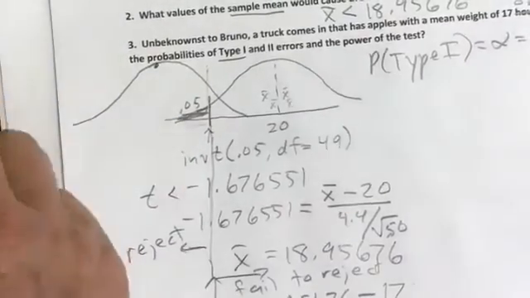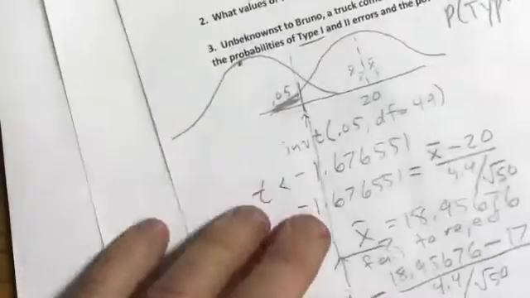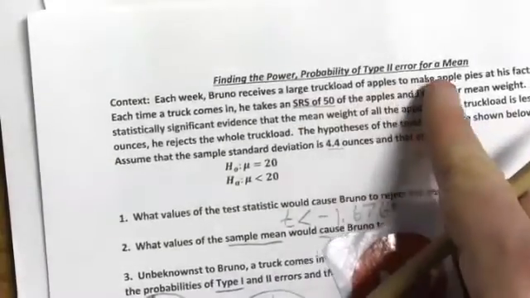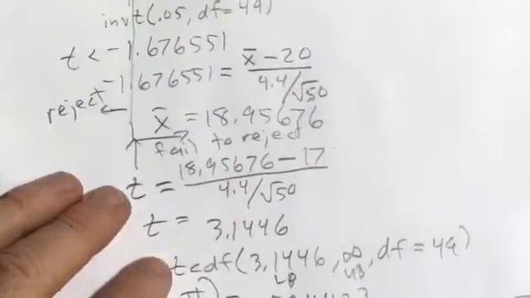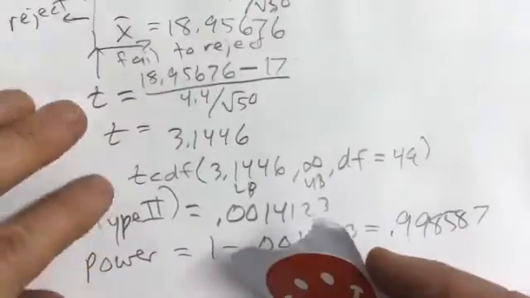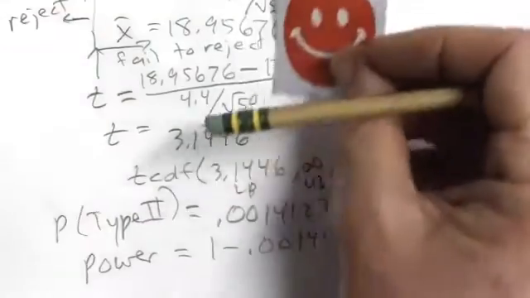And there you go. That's your example on how to find power and the probability of type 2 error for a mean using t-scores, using inverse t and tcdf.